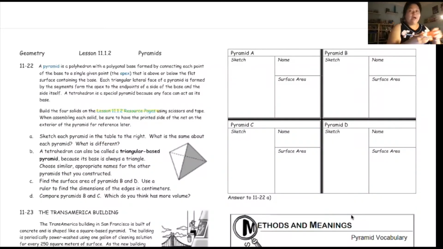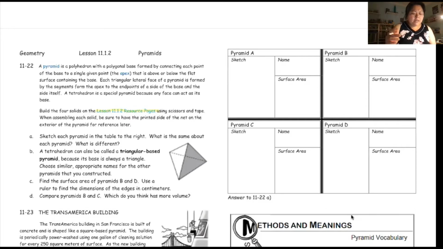Okay, so we now have our pyramids, right? We have our pyramid A, pyramid B, pyramid C. My pyramid C is a little bit coming apart, but it's okay. So this is my pyramid C and pyramid D. I know these are different colors than the ones in the video, but yours is probably going to be a different color than mine because we printed them on whatever cardstock we have. Okay, all right, we're ready for this.